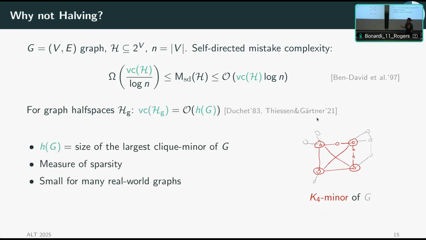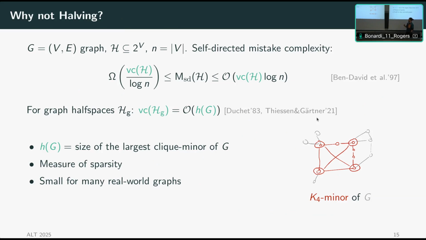In our case, the VC dimension is actually quite interesting. It's determined by the Hadwiger number, which is the largest clique minor of the graph. Most of you probably know cliques in a graph, like fully connected parts of the graph. A clique minor is almost a clique, but you can have paths in between. If you contract these paths, you would get the clique. Interestingly, this determines the VC dimension here, and it is somehow a measure of sparsity of your graph.